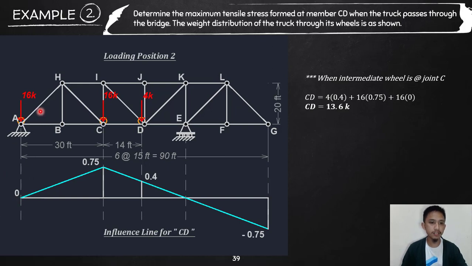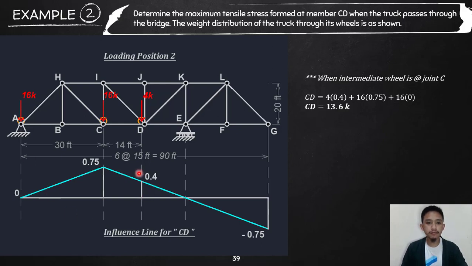Why? Because your rear wheel is still resting directly on the support, so the support will carry that 16 kips directly. Again, that is what we tried to discuss on the concept of the influence line. When the load rests directly on the support, the support will carry the loading totally. That's why we end up here with zero response.